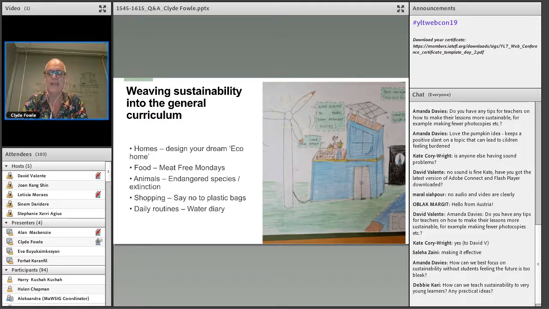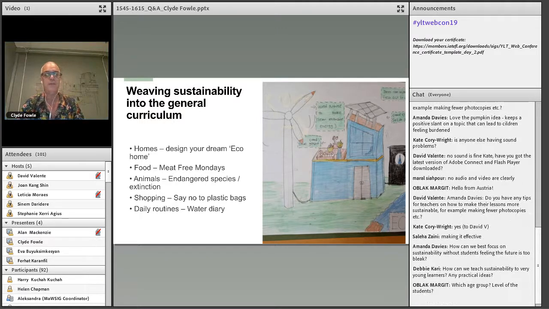And of course, every young learner's book has units on food. So when we were talking about food, I introduced the concept of meat-free Mondays and explained it to my students, and we did mini projects on that. We also talked about endangered species and extinction when we're learning about extinct animals. As I said, shopping, reducing, saying no to plastic bags was something we did.